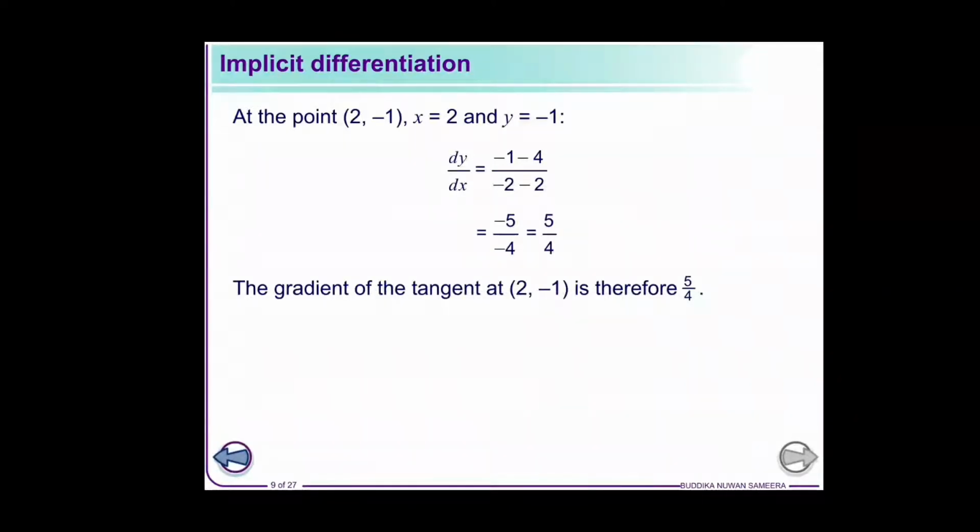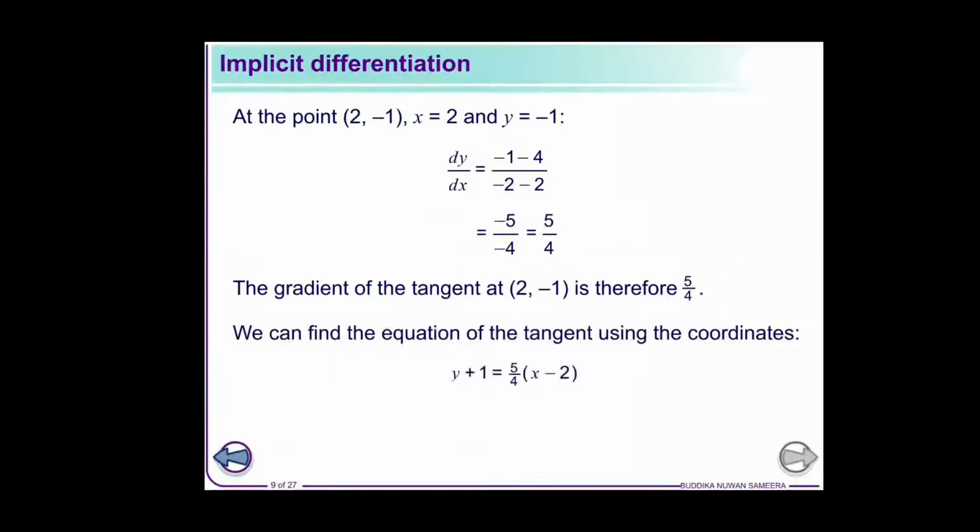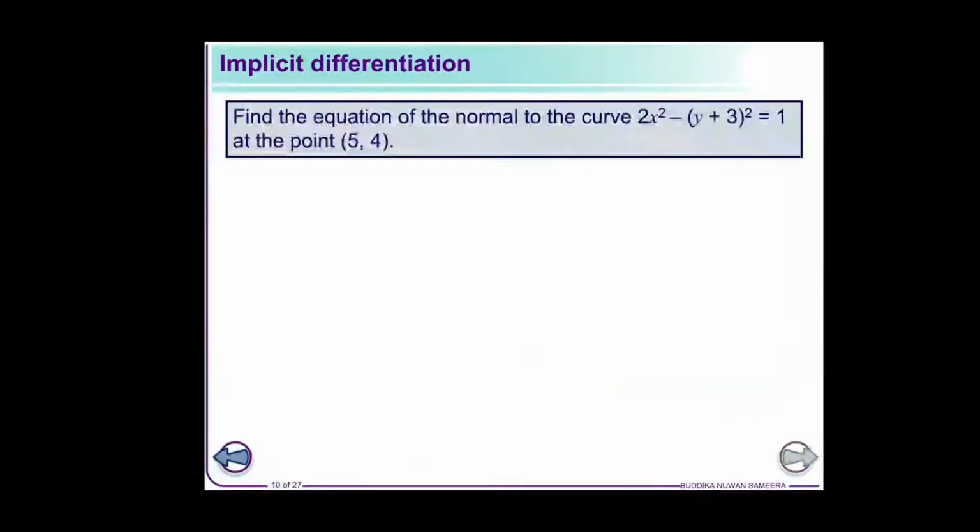So then we know that the gradient of the curve is 5 over 4 at the point (2, -1). So the gradient is there, and a point that satisfies the equation is also there. So easily you can find the equation of the line. Substitute in the coordinates (2, -1) and the gradient 5/4. So finally you can get the answer 4y minus 5x plus 14 equals 0. So the equation of the tangent at the point (2, -1) is 4y minus 5x plus 14 equals 0.